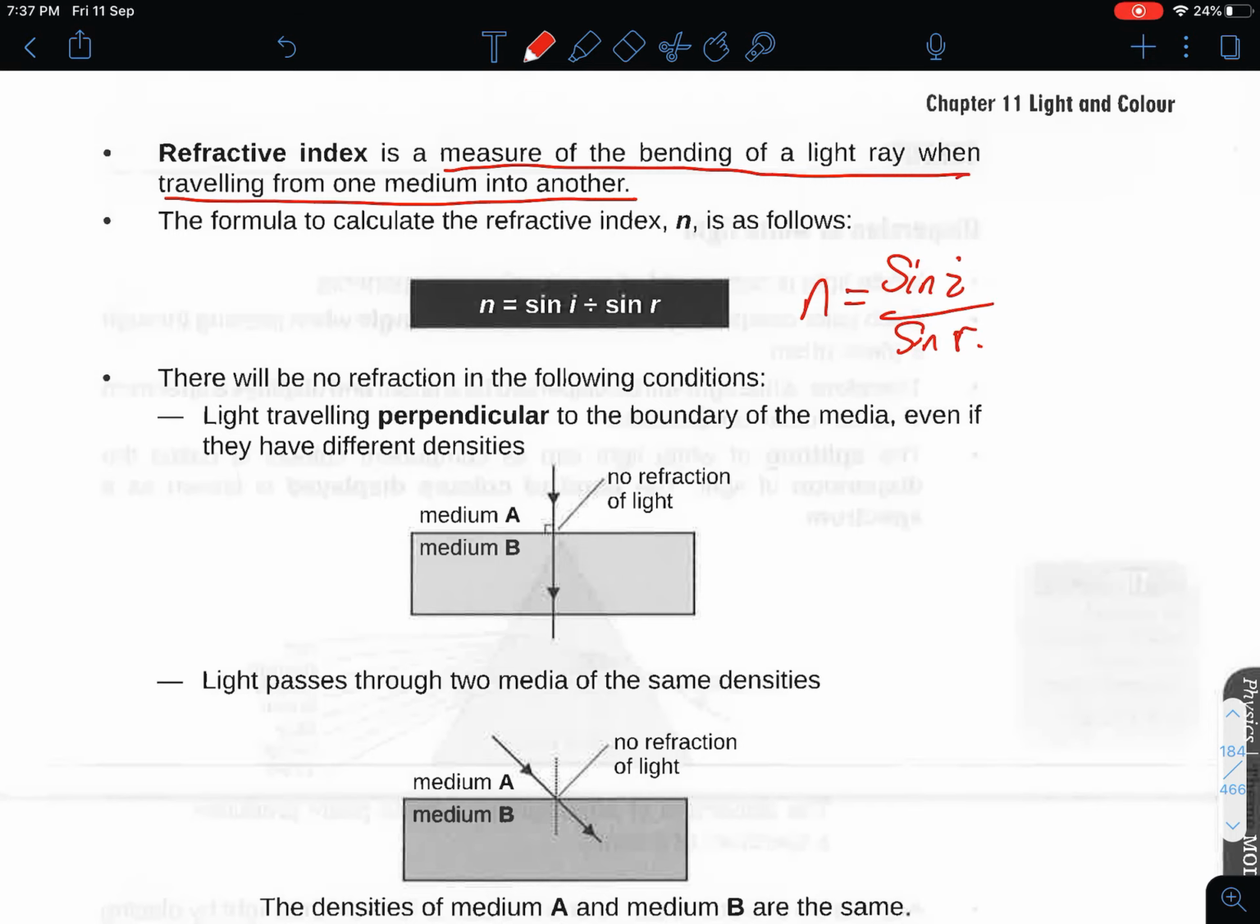Now, what is this i and what is this r? This i is the angle of incidence, and this r is the angle of refraction. In this case, you would see that the i would be somewhere here and the r would be over at the other side. Do take note that the angle will always be measured between the respective rays and the normal. The value here will tell you how much it will bend towards or away from the normal.